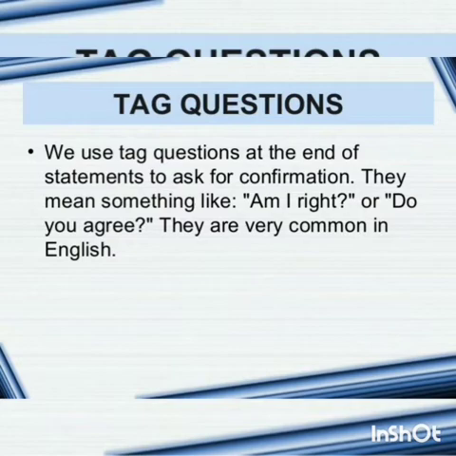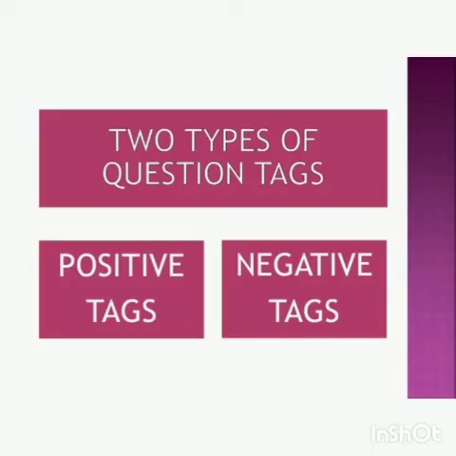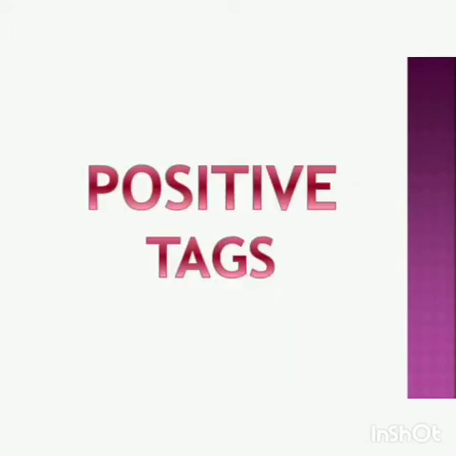So what is a question tag? A question tag is a short form of a question used at the end of the statement. We use question tags when we want to check whether the given information is correct or not, or if we want to agree on a certain thing. There are two types of question tags in the English language. One is the positive tag, the second one is the negative tag.